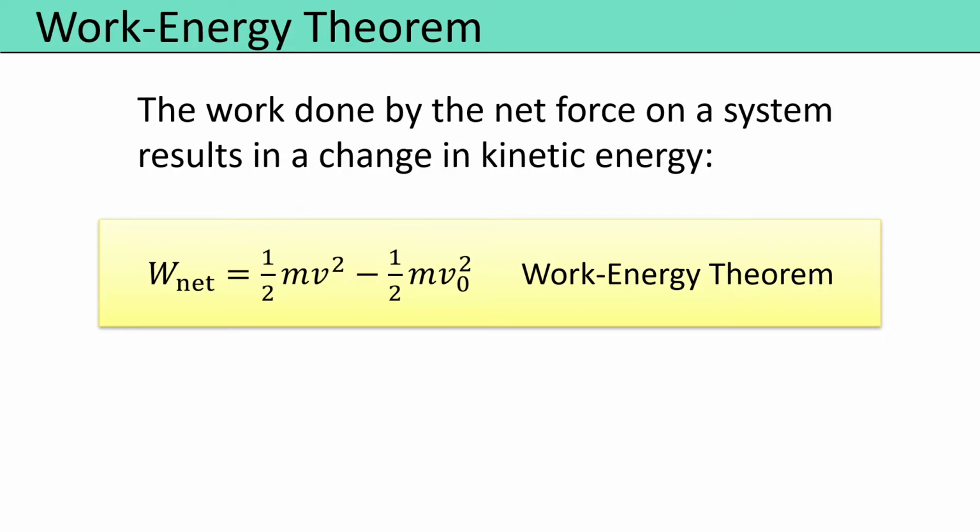So when positive work is done on an object, the object gains kinetic energy. If the work done on the object is negative, that means the object is losing kinetic energy as a consequence of the work done. So on the right side of this equation, you can see we have the final kinetic energy minus the initial kinetic energy. So the change in kinetic energy equals the work done on the object.